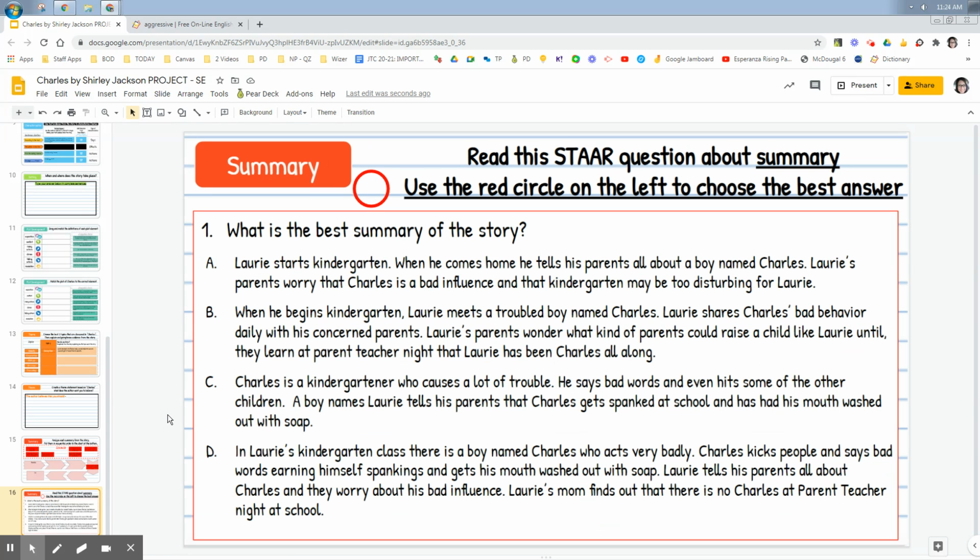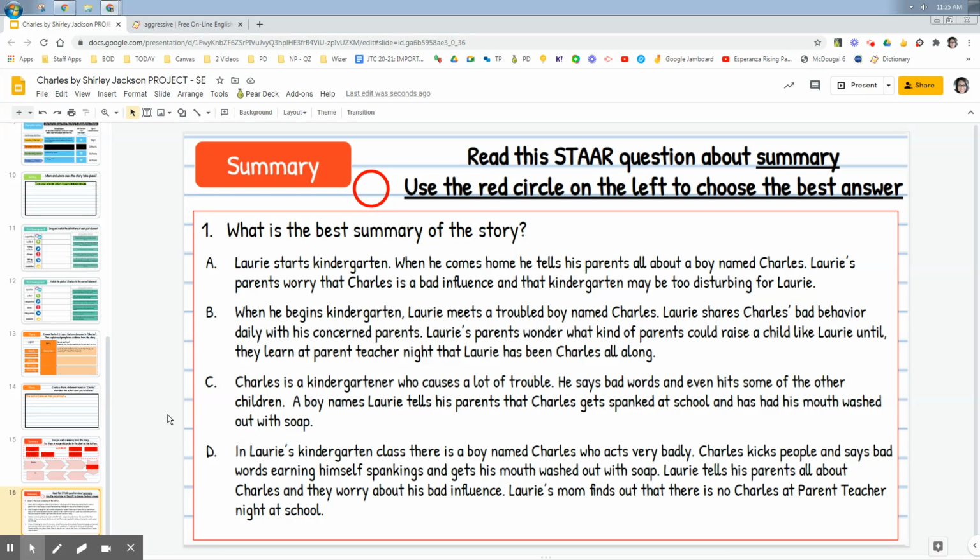Slide 16 is now you're going to be reading a STAR question about summary. So what you're going to be doing here is, what is the best summary of the story? And we know summary is about what the whole story was about, but only in a few sentences, giving the most important parts of it. There are 2 really bad answers, 2 good answers, but only one best one. So I'm going to read out loud each answer choice, and you're going to think to yourself, yes, this is correct, no, definitely not correct, or maybe it's correct.